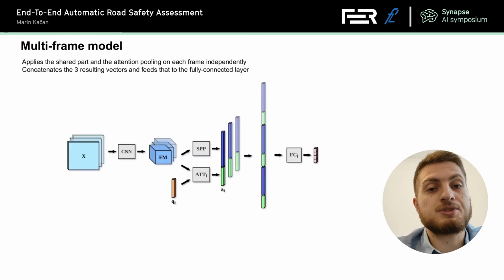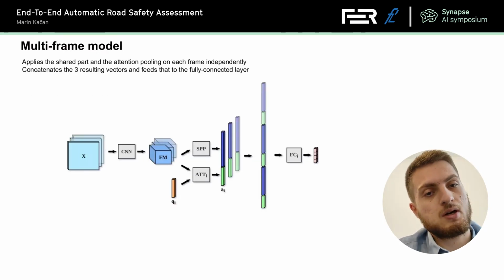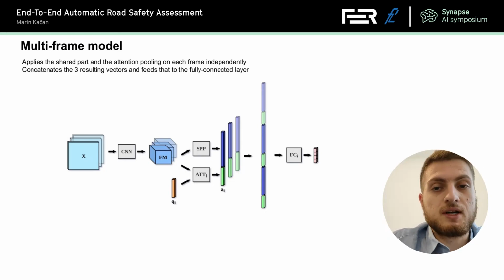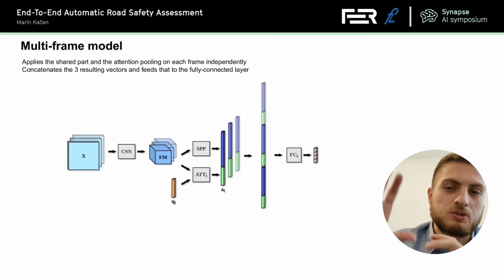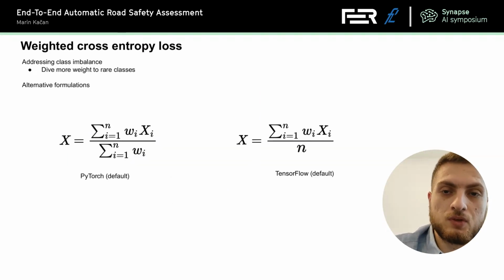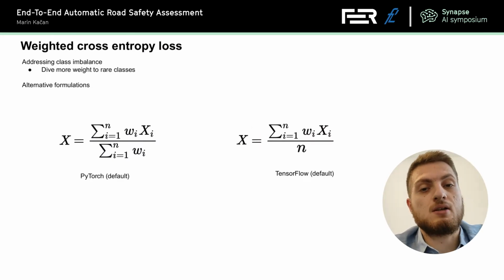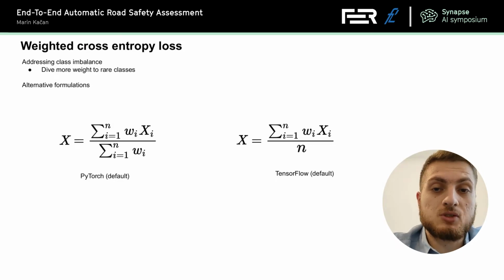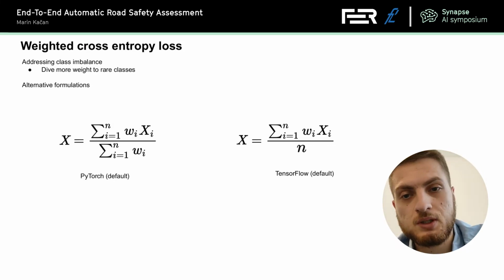To handle multiple frames, the encoder and the pooling modules are all applied to all frames independently, and the resulting 3 vectors are concatenated and fed to fully connected classifiers. We use weighted cross-entropy loss to address class imbalance during training, where the idea is to give more weight to rare classes to prevent the model from ignoring them.